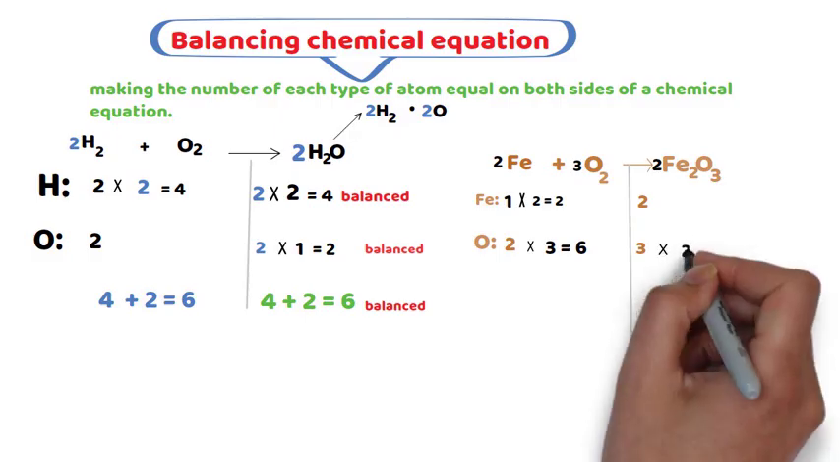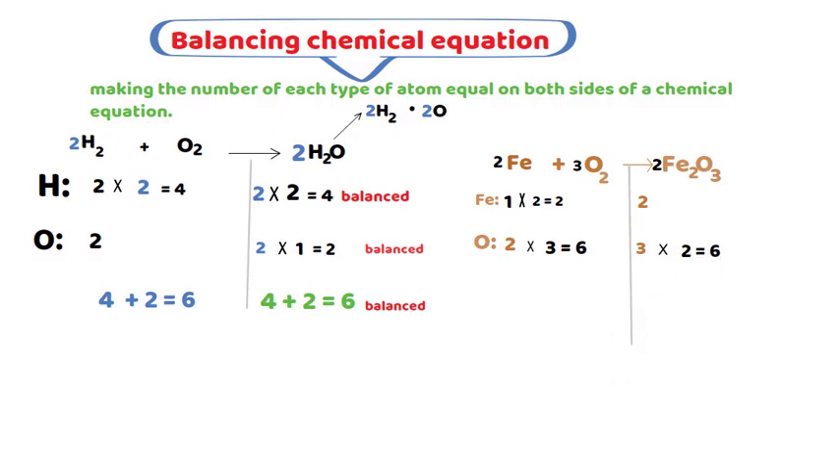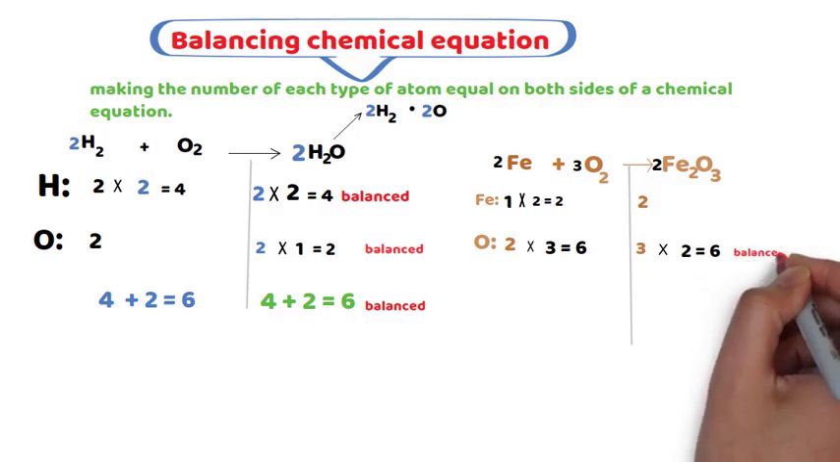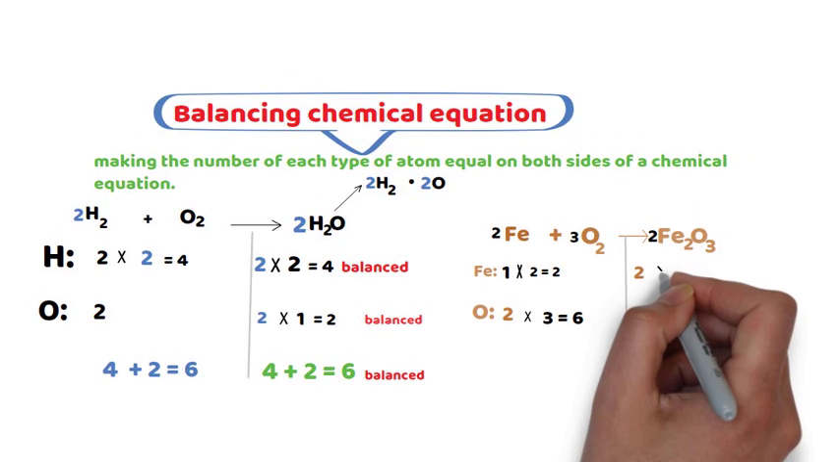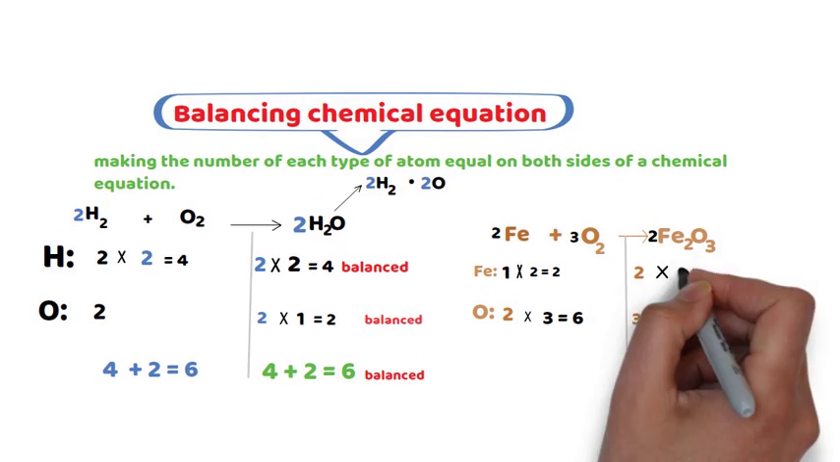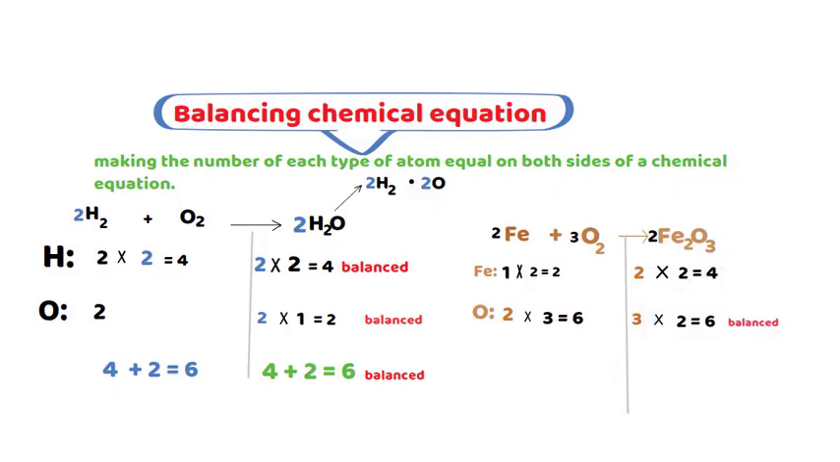Let us place 2 in front of iron oxide. Now 3 times 2 equals 6. Therefore, oxygen is balanced on both sides. But when we look again at iron, on the product side we have 4 iron, but on the reactant side we have only 2.